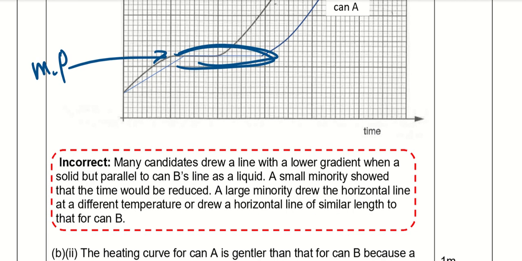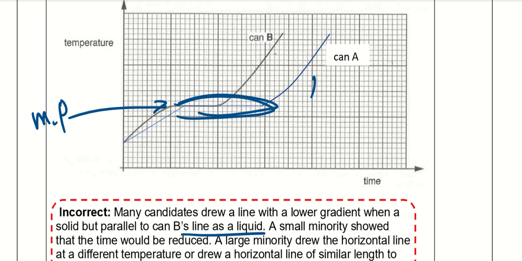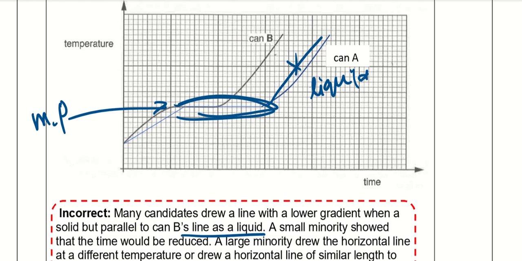Let's read the marker's report. Many candidates drew a line with a lower gradient when a solid but parallel to can B's line as a liquid. Parallel, meaning not at the same melting point? Parallel means not exactly the same. So over here is liquid already, and over here they drew parallel. That means the rate of increase in temperature is the same. This is what they are saying, and this is incorrect. It should be a lower gradient.